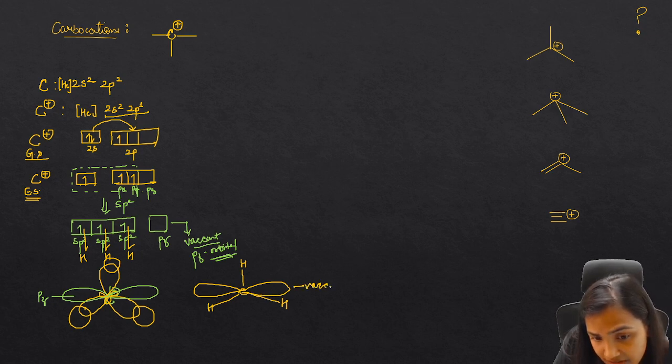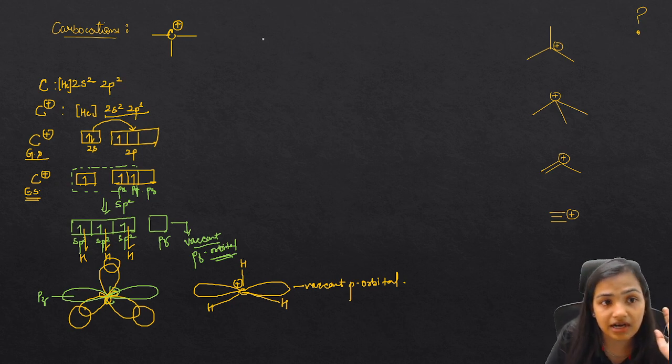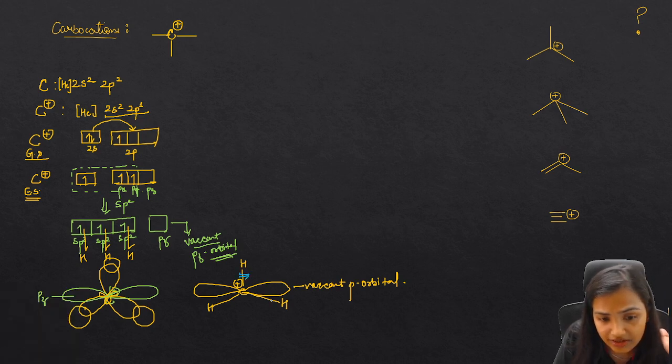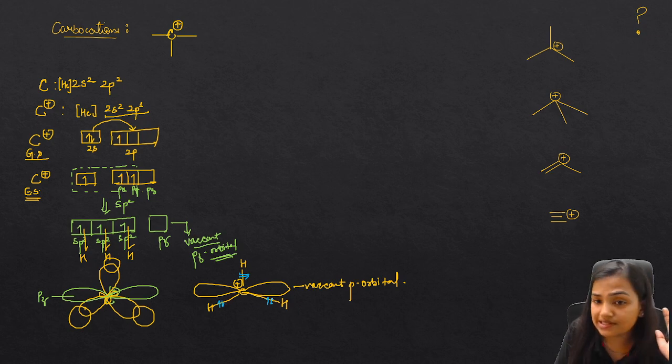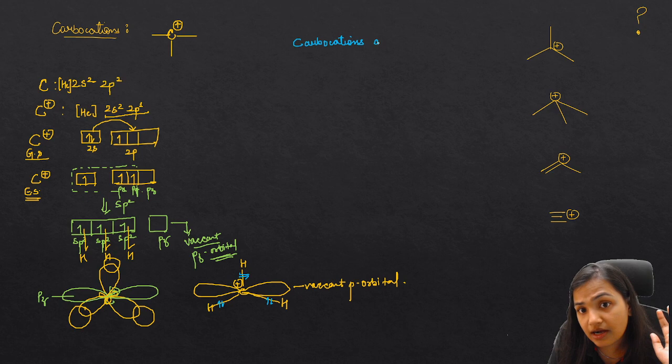So this is our vacant p orbital. Okay, so by this, what will you understand? By this, we understand that carbocations are usually 6 electron species. Why am I saying 6 electron species? As we can simply see here, we have 1, 2, 3, 4, 5, 6. We have only 6 electrons, so we can say that carbocations are 6 electron species. They have 6 electrons.